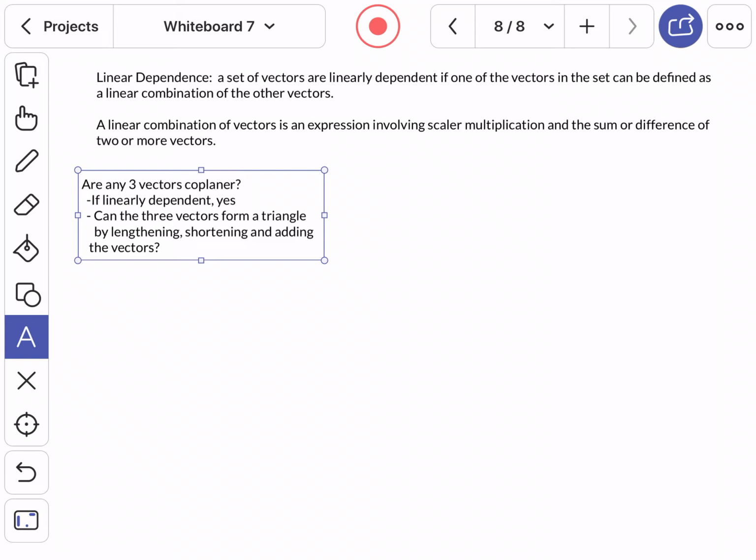That said, they can't all be the same vector. You can't have the same vector three times, and that won't be enough. But if any third one can be the combination of the first two, yes. So can the three vectors form a triangle by lengthening, shortening, or adding the vectors?